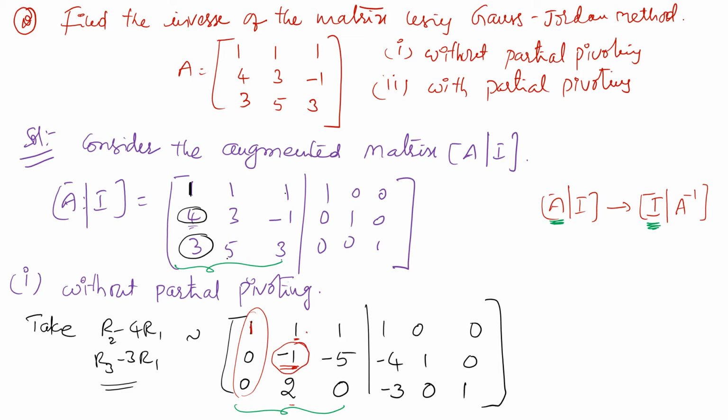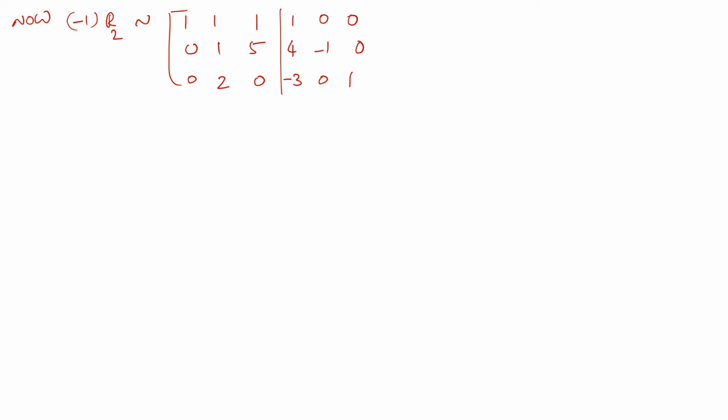So the next operation is R2 divided by minus 1, or R2 multiplied by minus 1. This reduces to: first row as usual, 1 1 1. Second row, now multiplied by minus 1, so this is 4 negative 1 0, and this value 0 2 0, minus 3 0 1. Okay, this is over. Next, using this key element, reduce this position to 0 and this position to 0. So the first operation is R1 minus R2. R1 minus R2 means the change belongs to the first row.